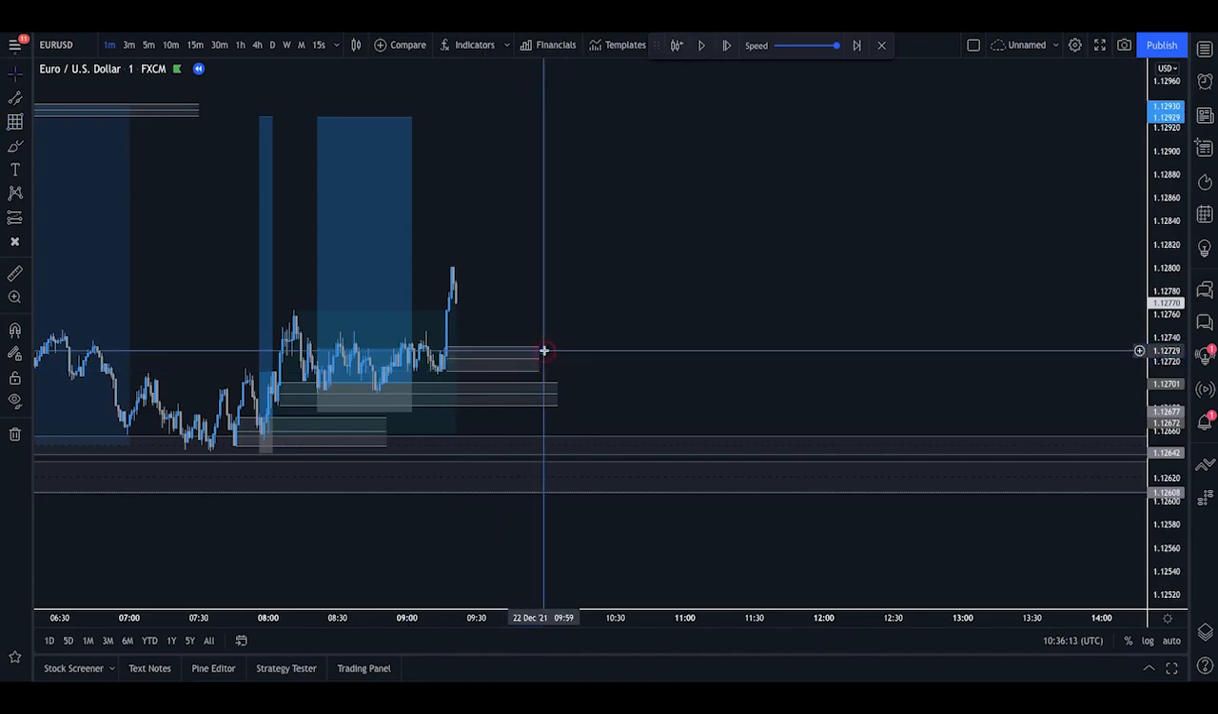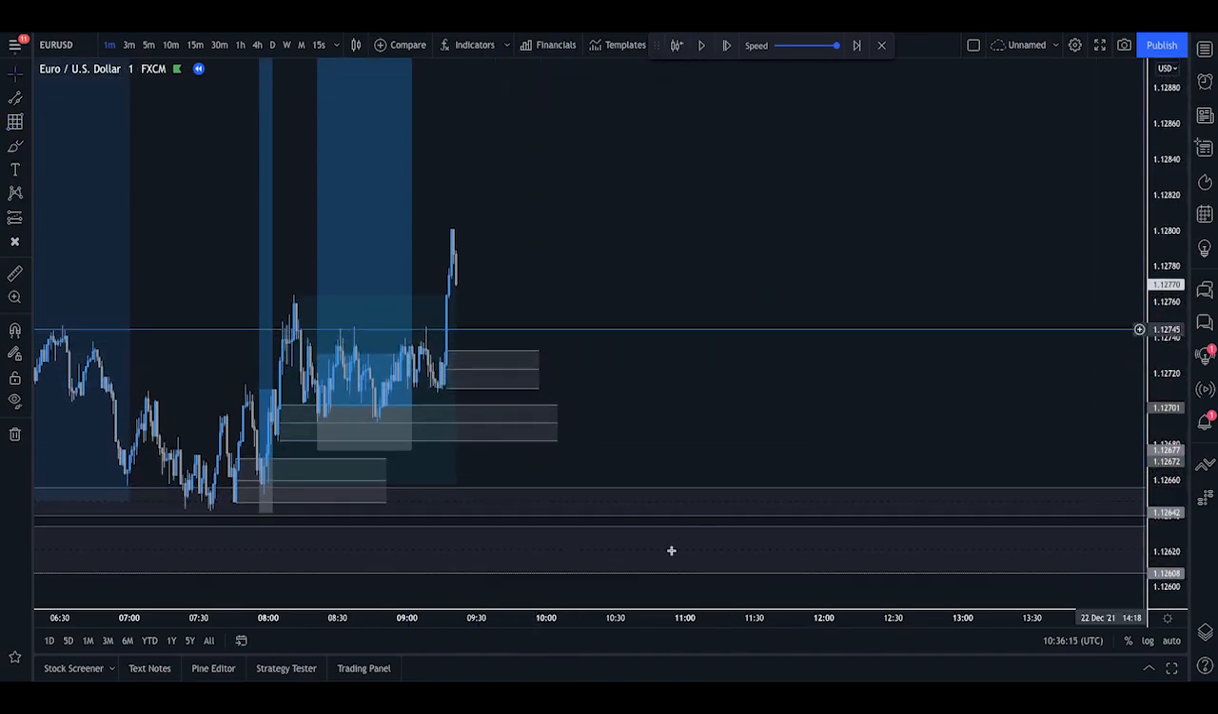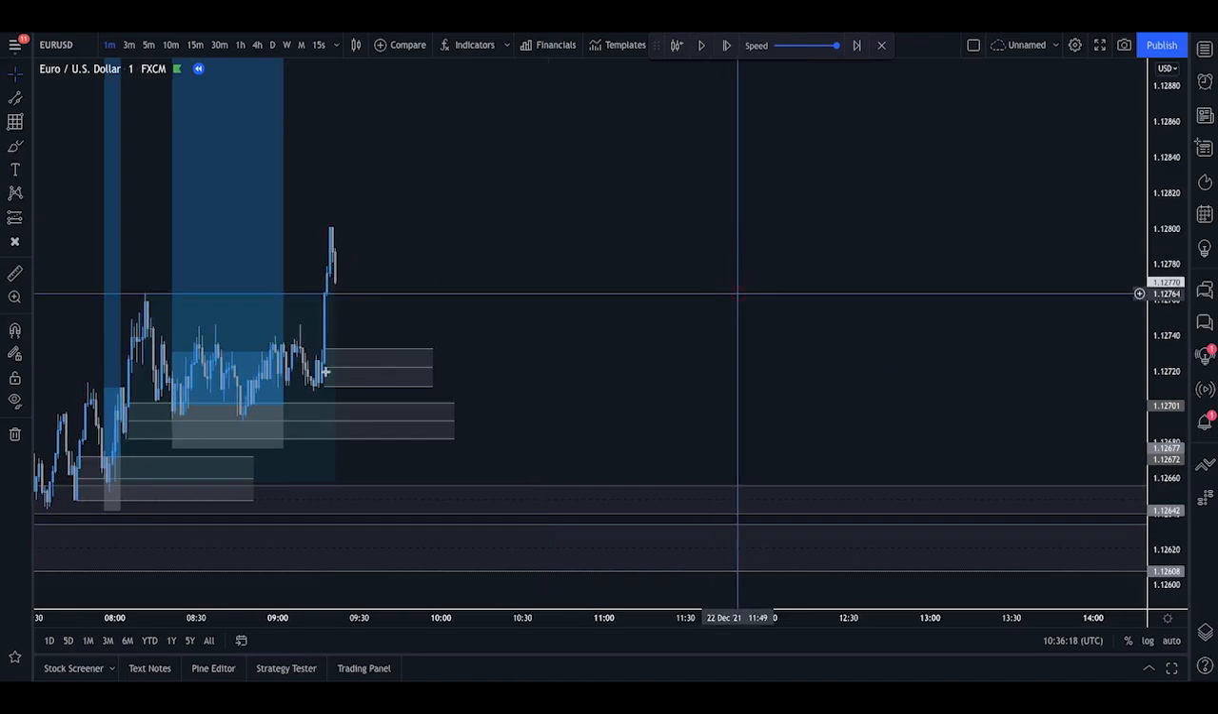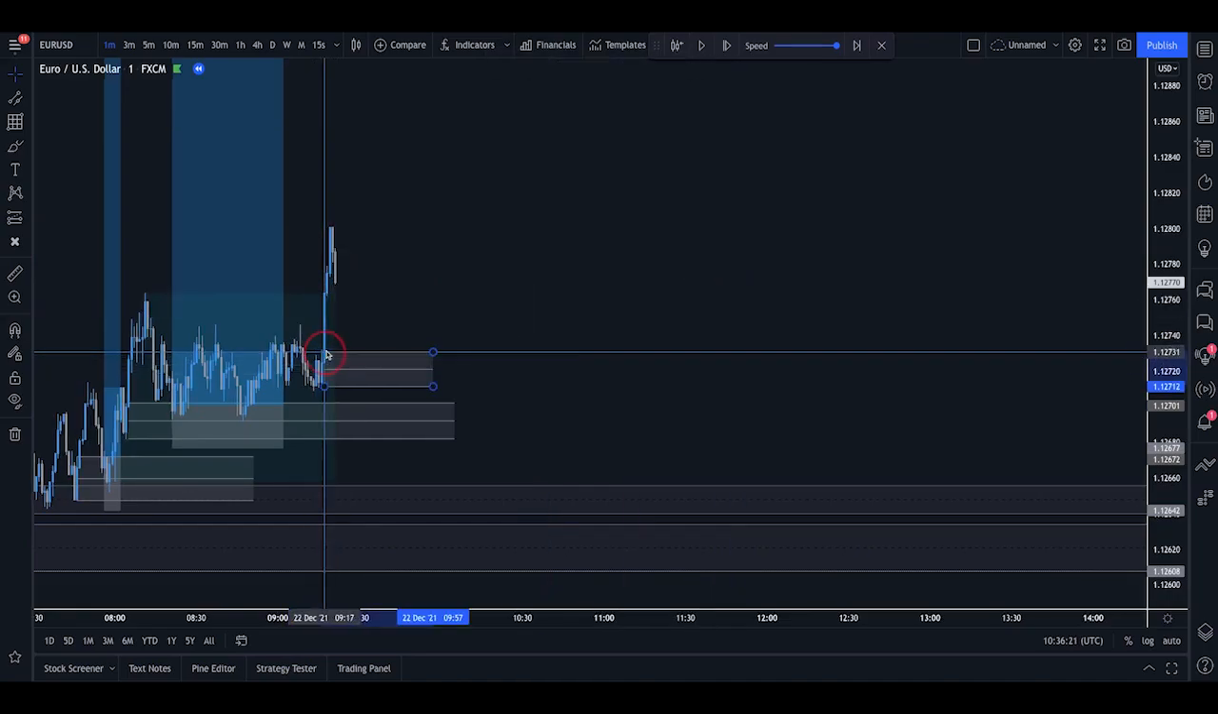Now you could also use the gray area, the gray candle there that we have, which is the bearish candle. I'm just going to opt for this one because it is a larger area just to make sure we do get tagged in.